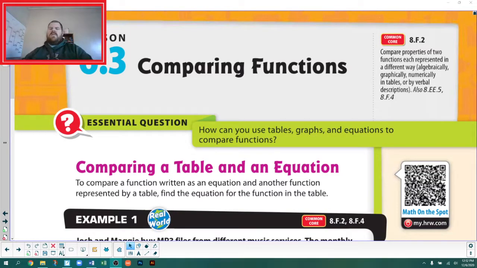Hello and welcome to the section 6.3 lecture. Today we're going to be talking about comparing functions.